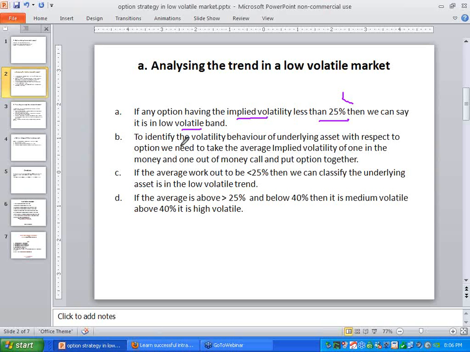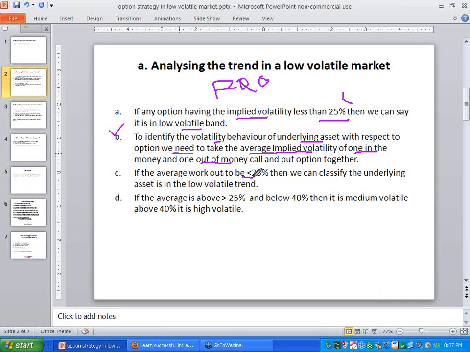Whenever you are forming any strategy in the futures and options segment, you have to take the reference of volatility from the options only. To identify the volatility behavior of the underlying asset with respect to options, we need to take the average implied volatility of one in-the-money call option and put option, and one out-of-the-money call option and put option together. So we will choose 4 different strike options. Out of that, 2 will be in the money, 2 will be out of the money, and they will be spread over calls and puts. I will explain how we can derive the volatility of the underlying asset taking reference of the options.